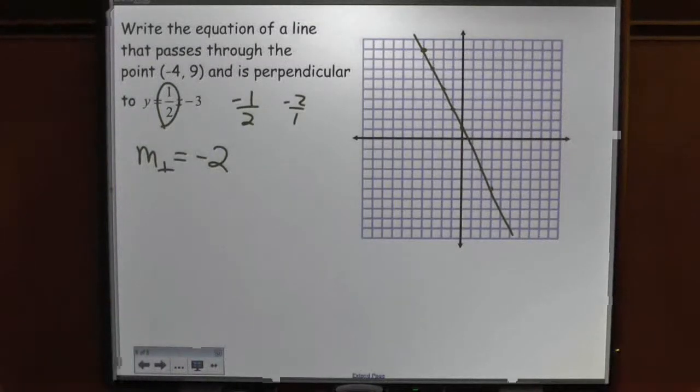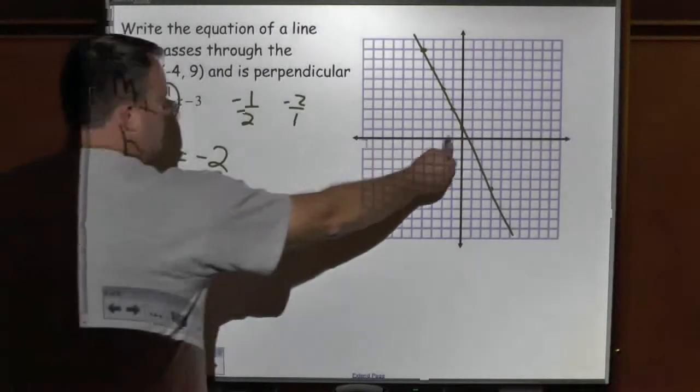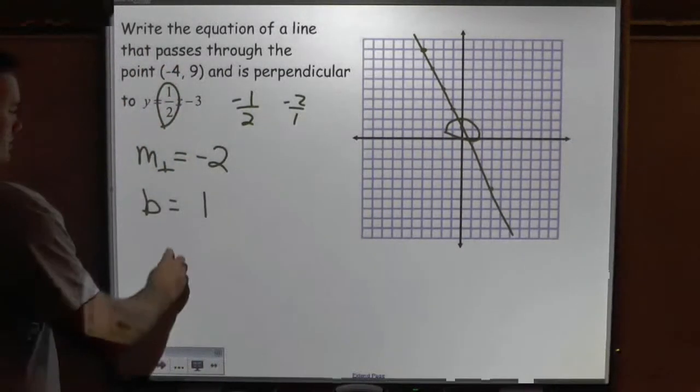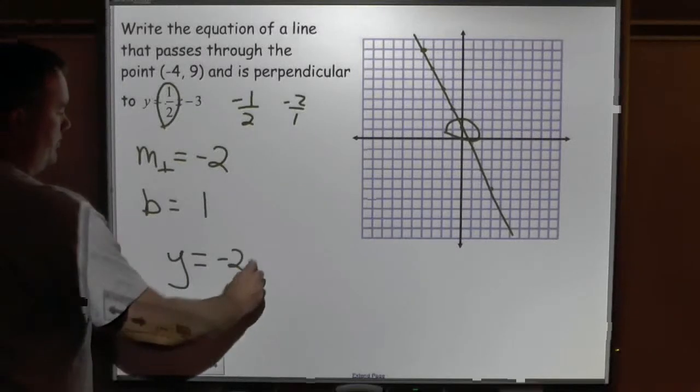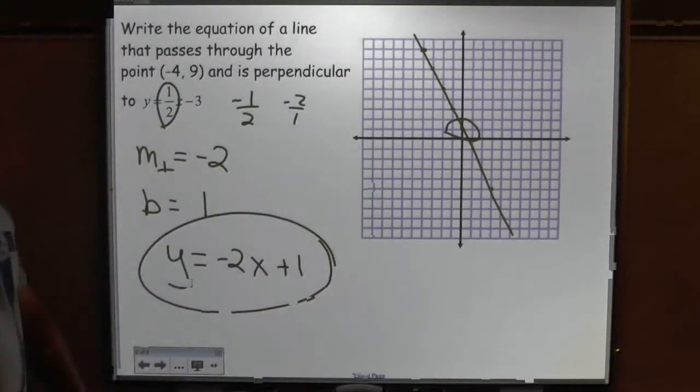And think about it, what do you need to know to write the equation of a line? Your slope, which you've already got, and then the y-intercept, which is at 1. So the answer to this problem is y equals negative 2x plus 1. The key is understanding what they're asking for. We're always looking for the equation of a line. So the big idea is finding the slope and the y-intercept of that line. Then you can write the answer.